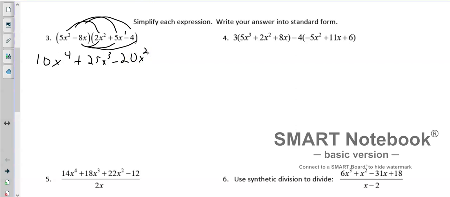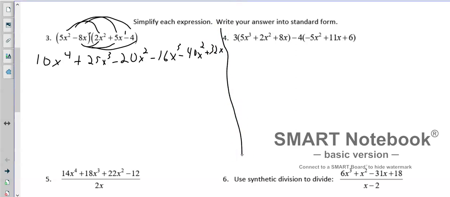Now we're multiplying by negative 8x. So negative times a positive is negative. 8 times 2 is 16. X to the 1, x squared is x cubed. Negative, positive, negative. 8 times 4 is 40. x1, x squared. And then negative, negative, positive. 8 times 4 is 32, and the x just tags along.